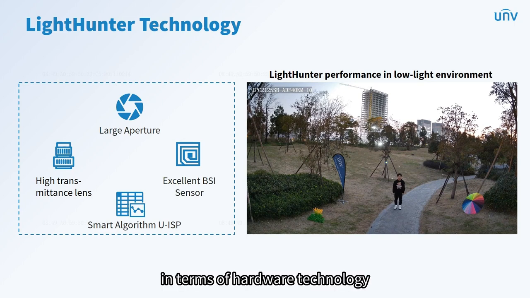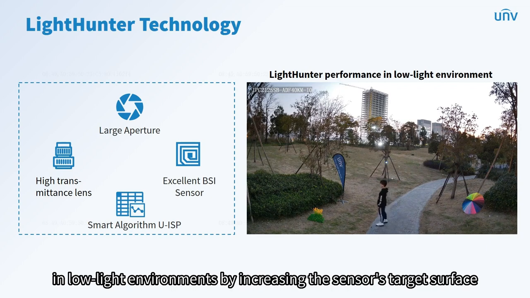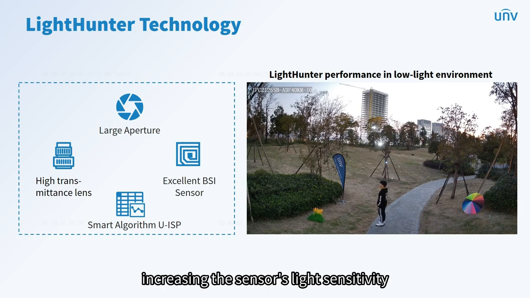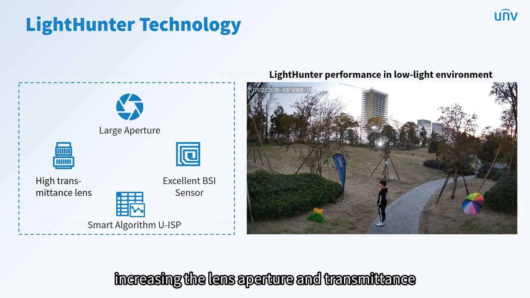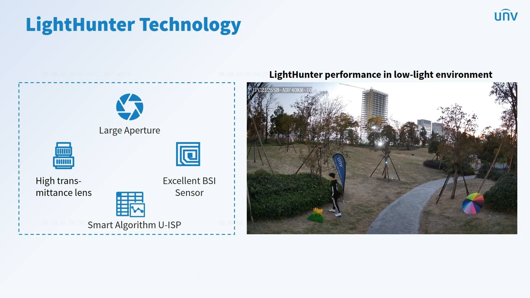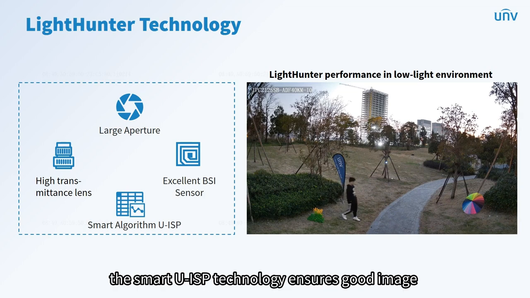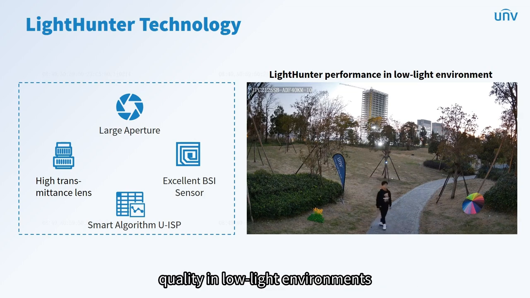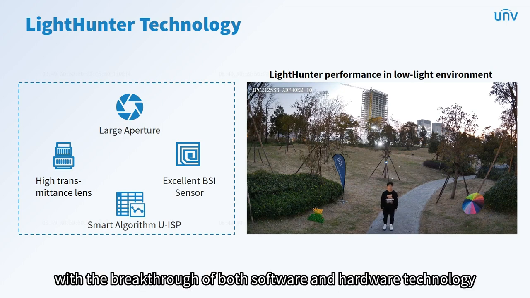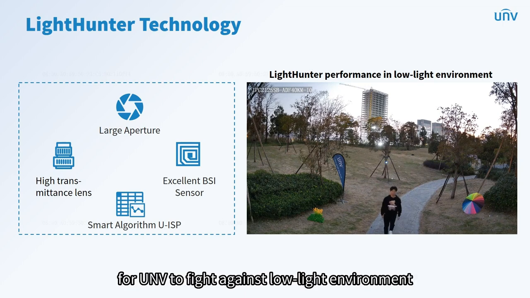In terms of hardware technology, UNV's LightHunter technology enhances the brightness of images in low-light environments by increasing the sensor's target surface, increasing the sensor's light sensitivity, increasing the lens aperture and transmittance, and optimizing the hardware structure. In terms of software technology, the Smart UISP technology ensures good image quality in low-light environments. With the breakthrough of both software and hardware technology, LightHunter becomes the most powerful weapon for UNV to fight against low-light environment.